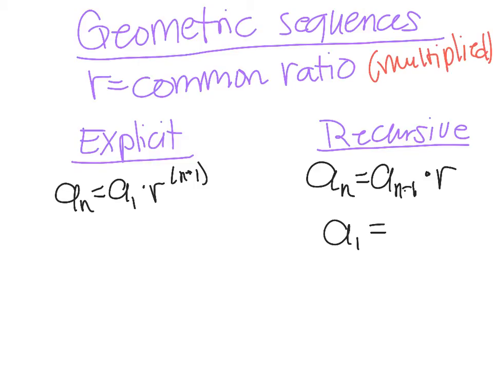So like in the arithmetic ones, we have plus a negative. Well, instead of dividing with our common ratios, we're just going to multiply it by the fraction. So if you need to write that down in your notes, make sure you do that. Now we have the explicit and the recursive formula.